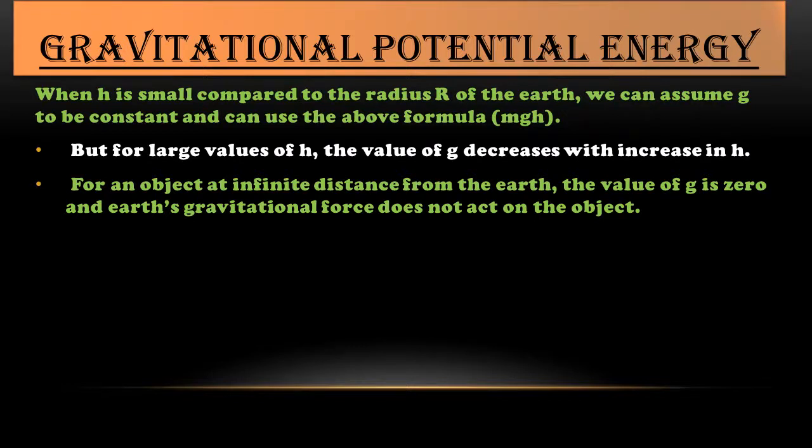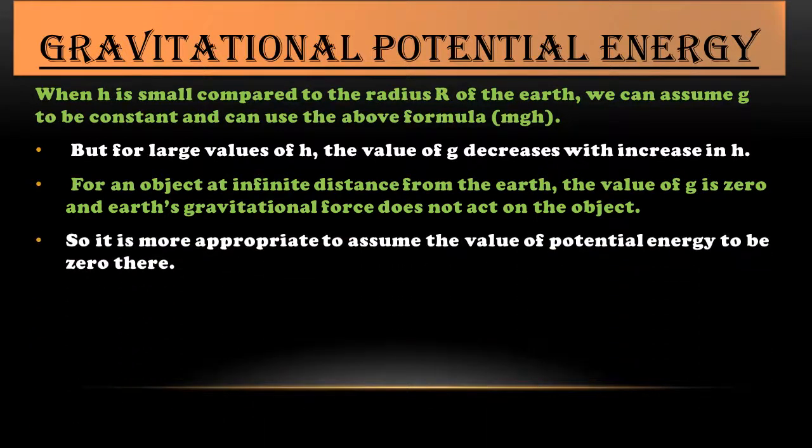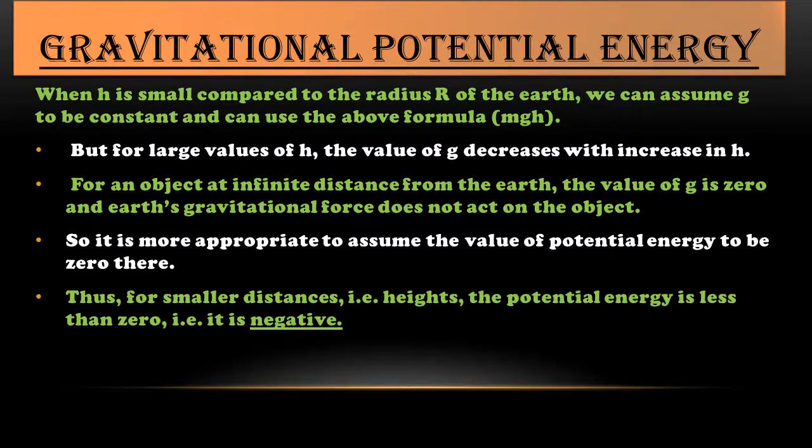That means as the object moves very far, to an infinite distance from the earth's surface, the value of g will be 0. Why 0? Because the earth's gravitational force will be cancelled there, or act in a lesser amount. So it is more appropriate to assume the value of potential energy to be 0 there. Thus for smaller distances, that is heights, the potential energy is less than 0, that is, it is negative.